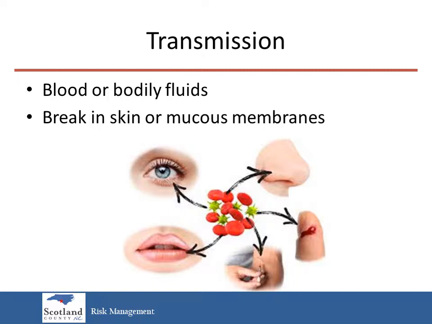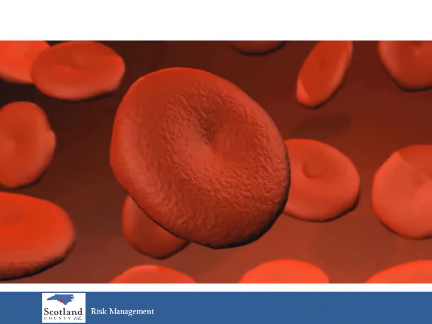Even if a pathogen is present, transmission can only occur if the virus enters another person. Routes of transmission must be through the bloodstream by a break in the skin or mucous membranes, such as cuts, abrasions, acne, nose, eyes, or mouth. Let's view a quick video on bloodborne pathogens.